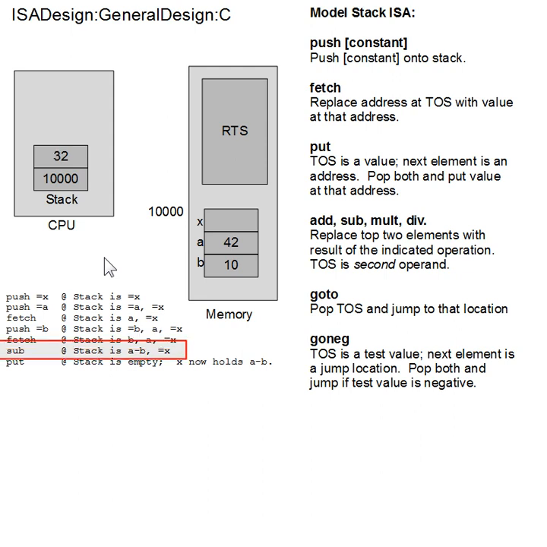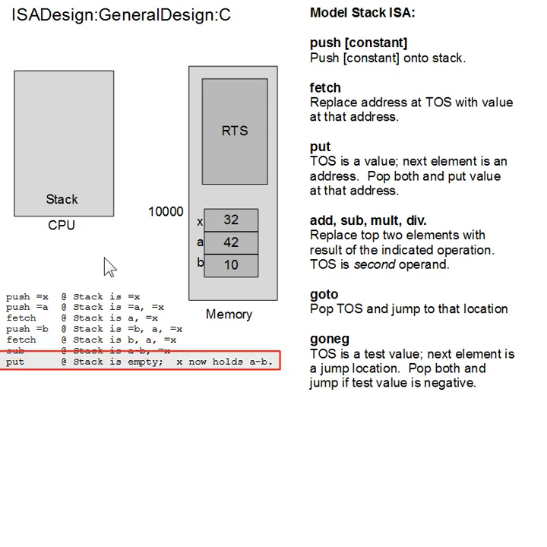Sub pops the 10 and 42 and replaces them with 42 minus 10, or 32. Remember that the top of stack is the second operand. Finally, put pops the 32 and 10,000 off the stack and writes the 32 at location 10,000. It's all in the planning. For instance, putting the address of X onto the stack first, followed by the values of A and B, meant that the right values would be on the stack for the sub, and then for the put.